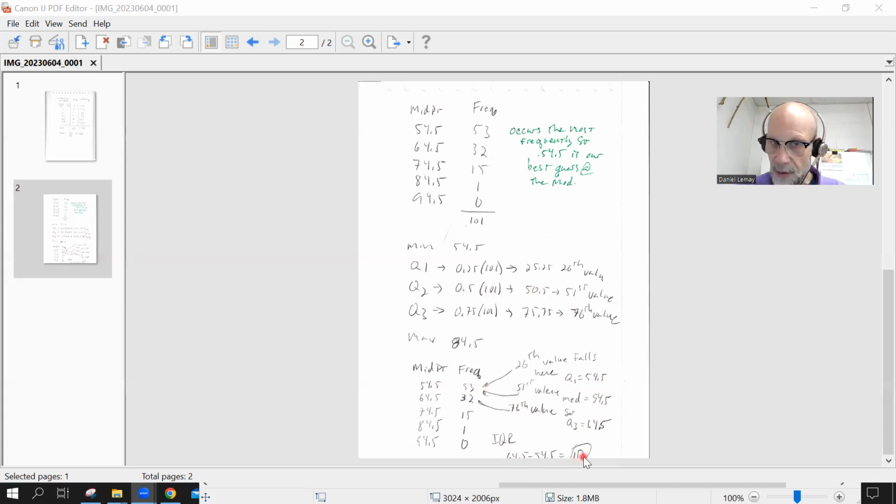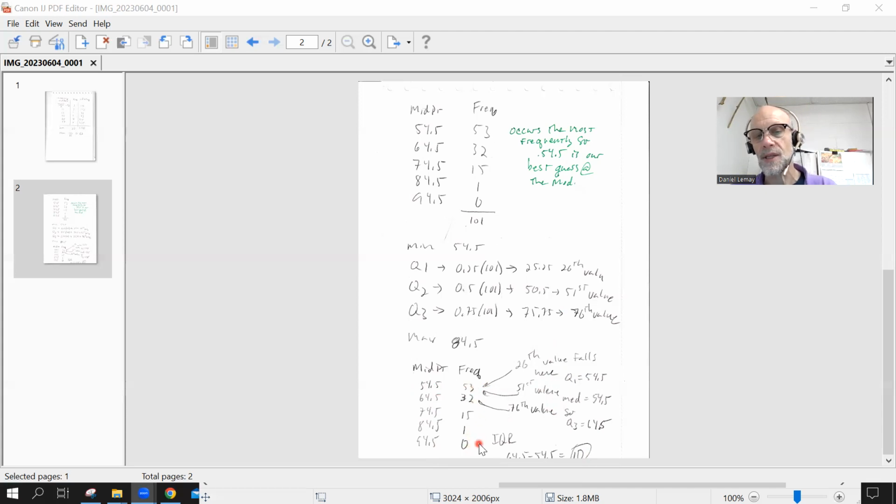I mean, if we were going to do the standard deviation, we'd take our mean and we'd take that mean away from each one of the midpoint values. We'd square them. We'd multiply each of those squared values by the frequency. We'd add up all those 101 squared differences, divide by 100 because it's n minus 1, then take the square root. All right, so that's how you get that. It's an estimate.